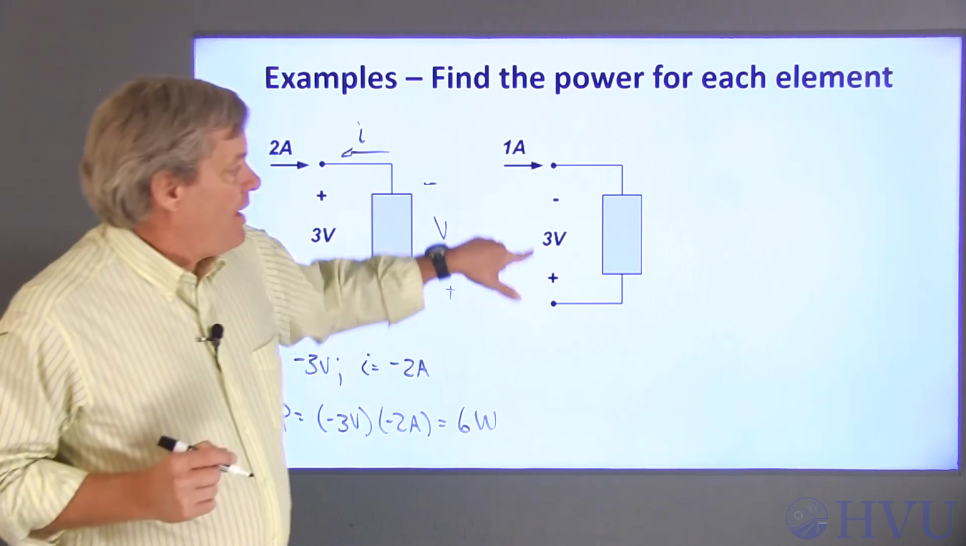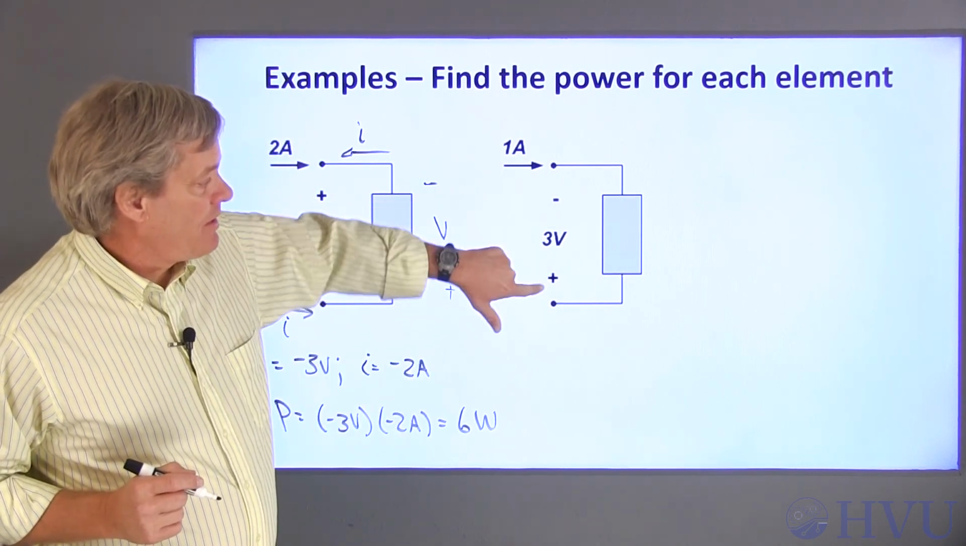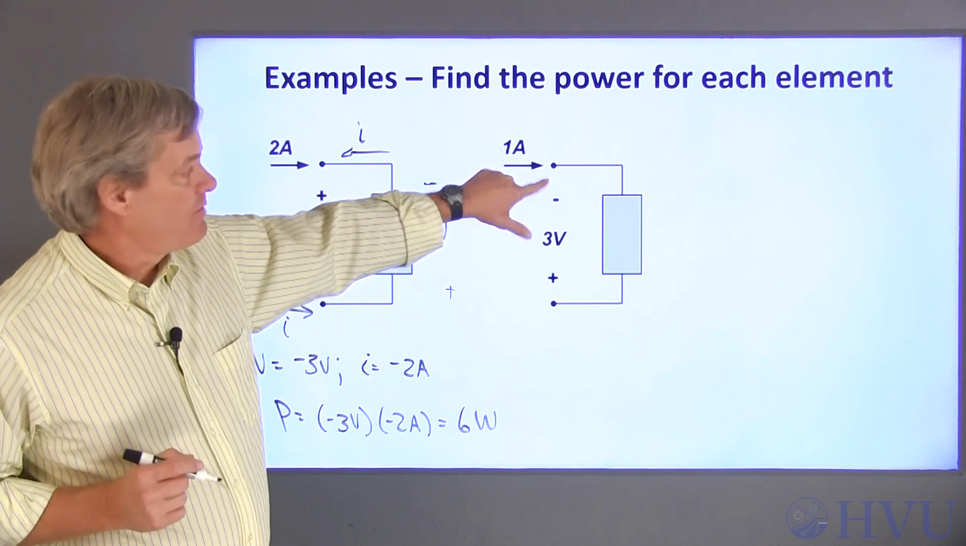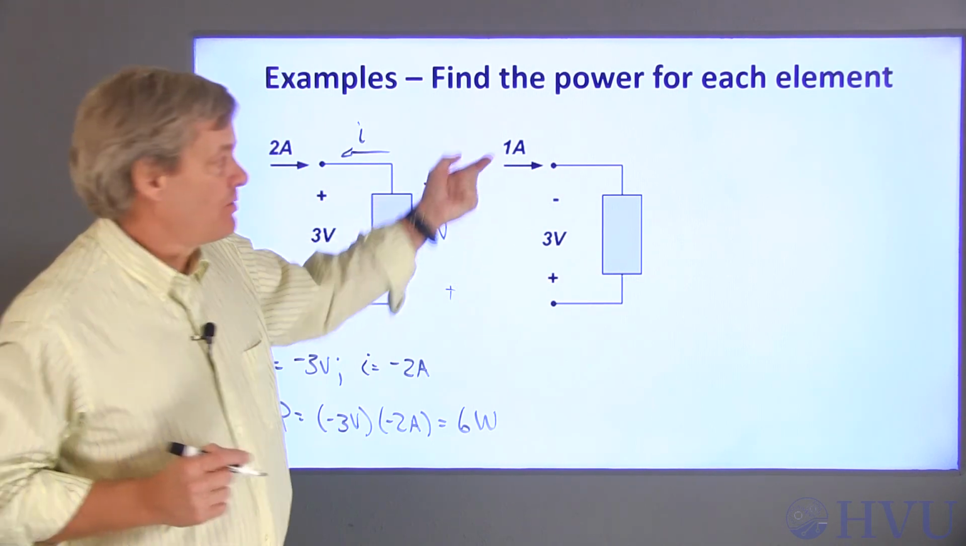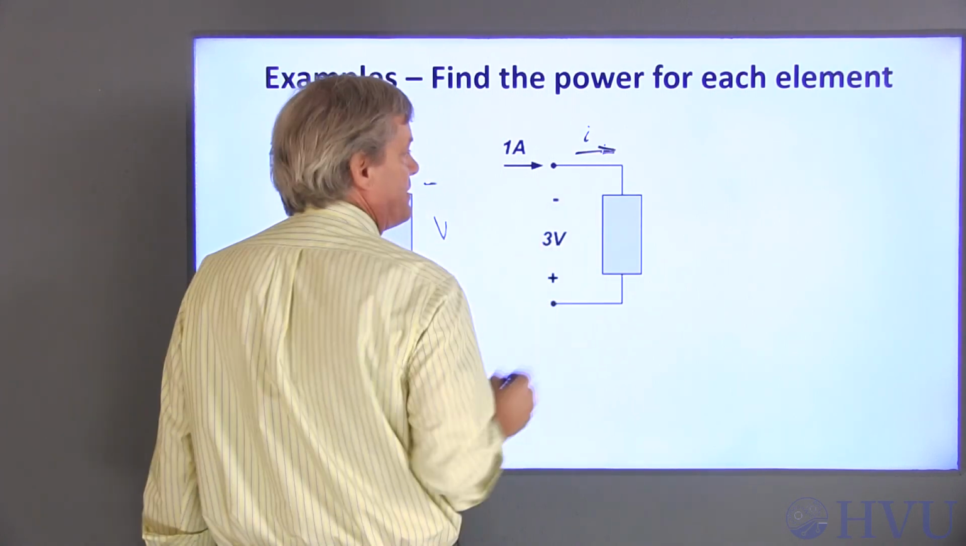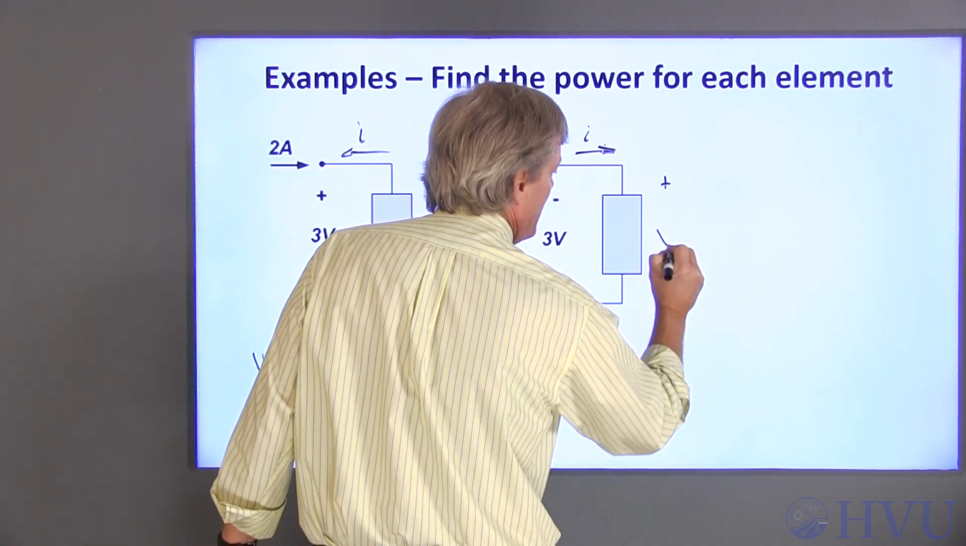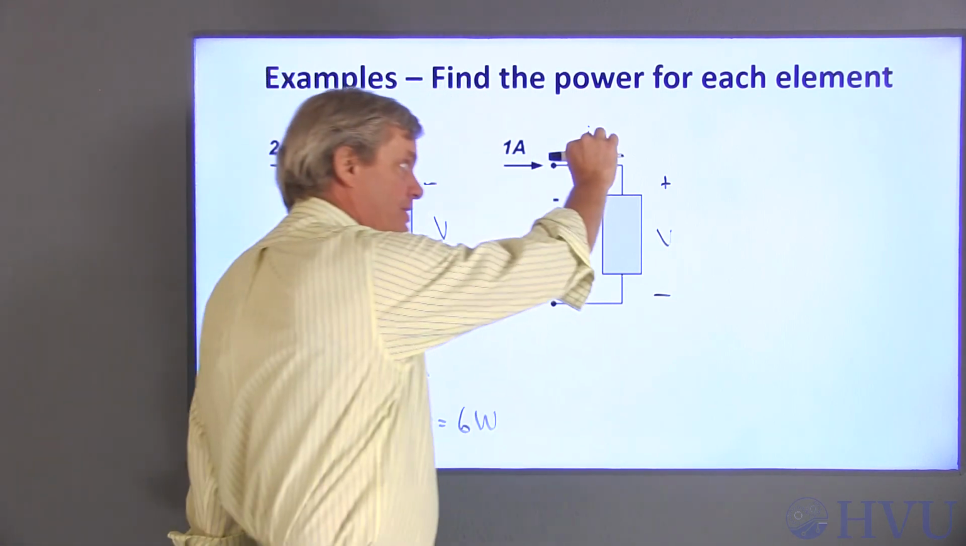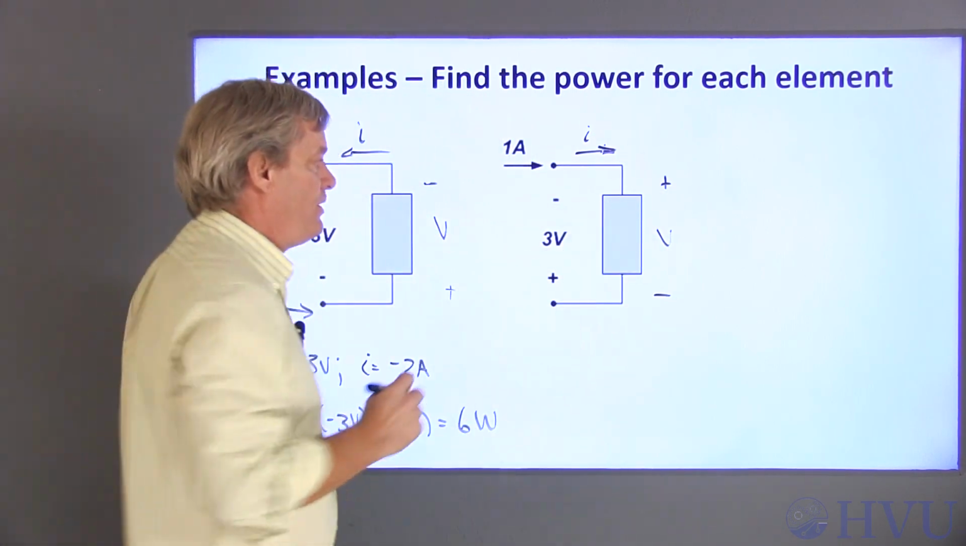Next problem is here. I have positive 3 volts with this polarity, so this voltage is 3 volts higher than this voltage. 1 amp is entering this terminal. I'll choose an arbitrary current direction. Say this is my positive current. That means this is my positive voltage polarity. Positive current enters the positive voltage terminal.